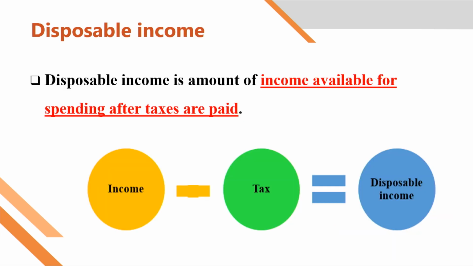What is disposable income? Disposable income is the amount of income available for spending after taxes are paid. Disposable income can be calculated as follows. Income minus tax is equal to disposable income.